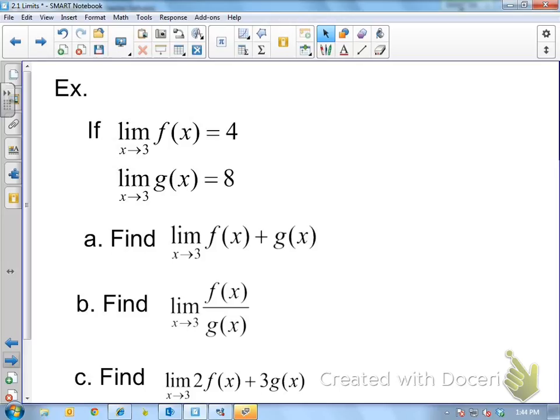So I don't even know what the function f of x is, and I don't even know what the function g of x is. All I know is as x approaches 3, the limit of f of x is 4, and as x approaches 3, the limit of g of x is 8. So this is an actual example. I recommend writing this one down because you will have some homework problems that relate to this.